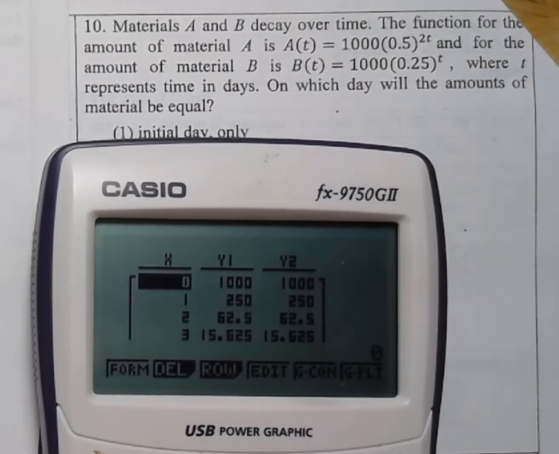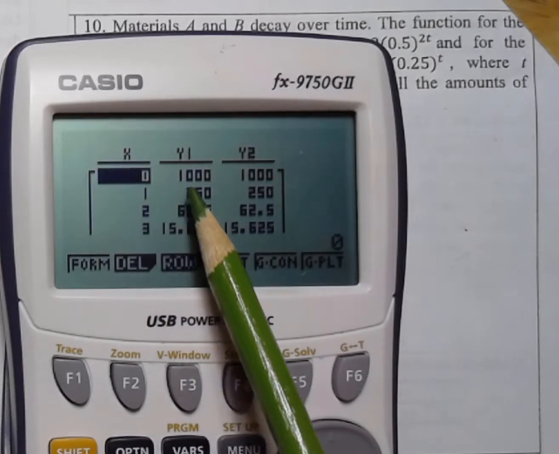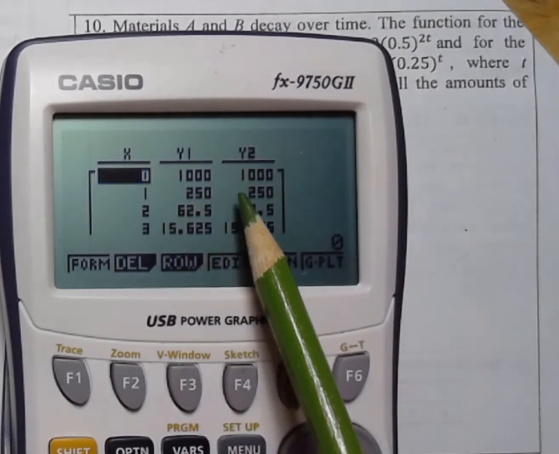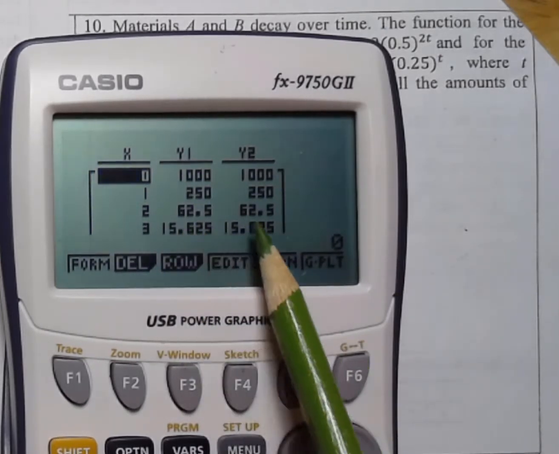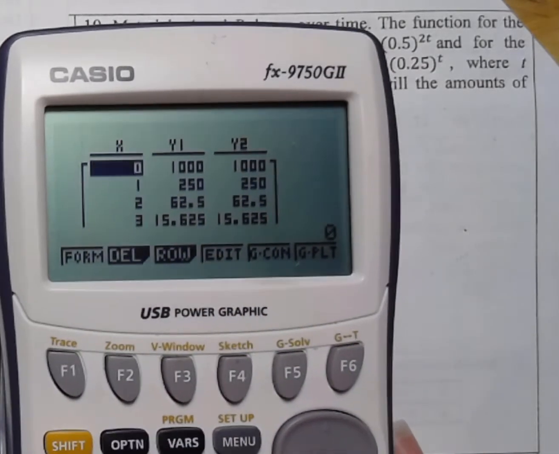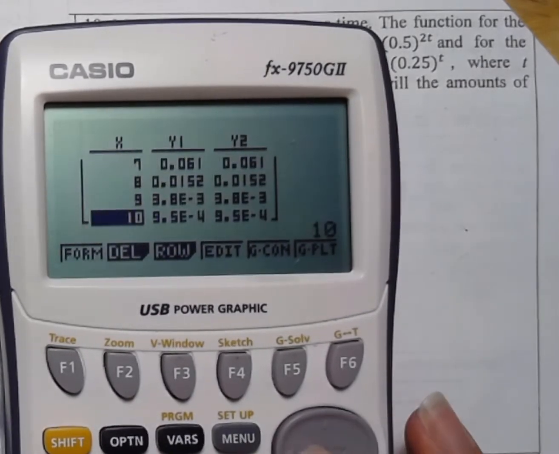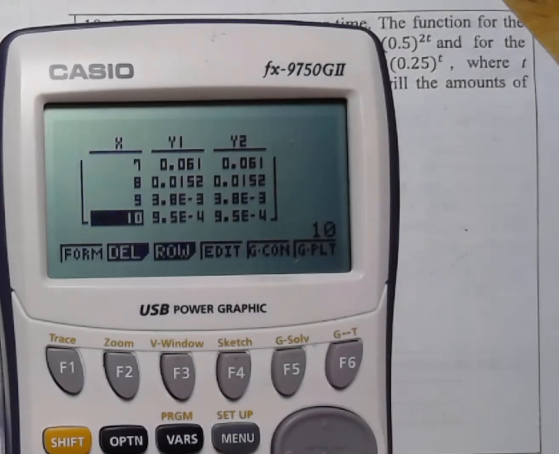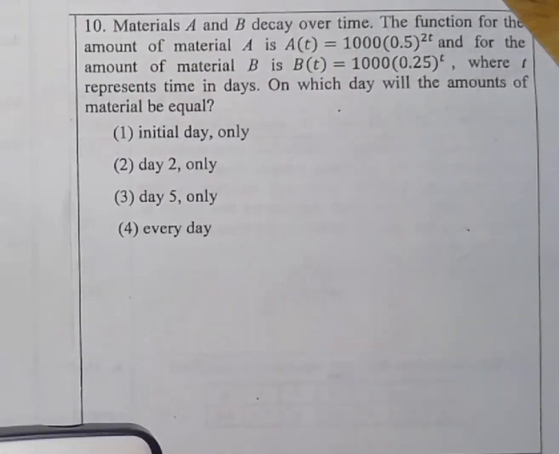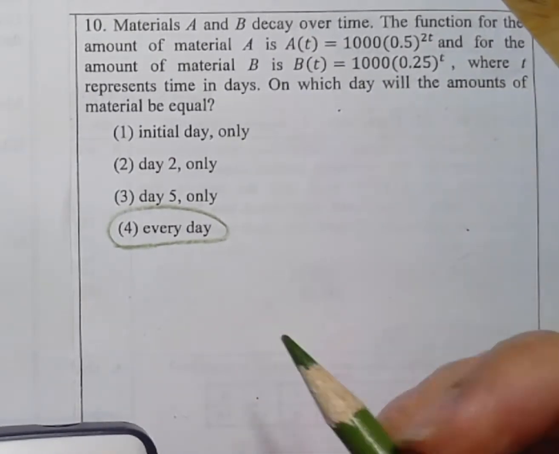So from our table, what we can see is on the initial day, there's 1000. On day 1, both have 250. Day 2, both have 62.5. Day 3, both have 15.625. And if we scroll down, we can see that they always are going to have the same amount. So our answer here is going to be answer choice for every day.